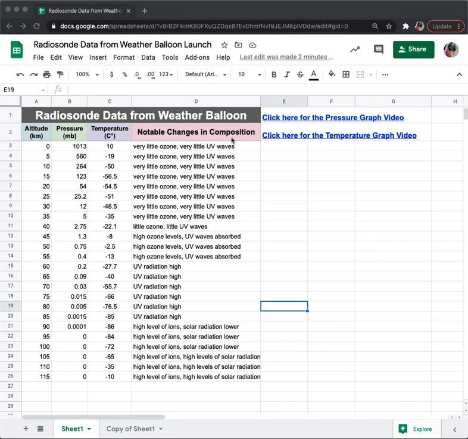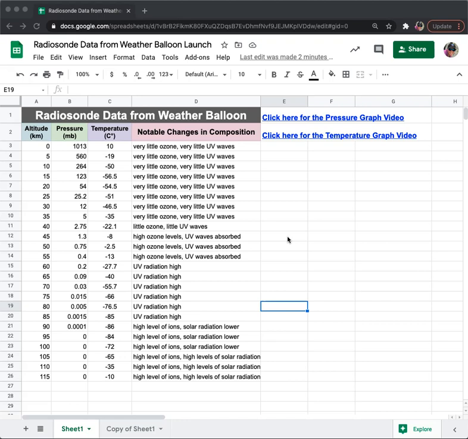So the atmosphere itself, the air, is not just one thing, right? It's nitrogen, oxygen, argon, carbon dioxide, carbon monoxide, methane, ozone. We've got all these different things in the atmosphere. And if you go up to different altitudes, you actually get different combinations of those things. So this lab is going to help you kind of look into that.